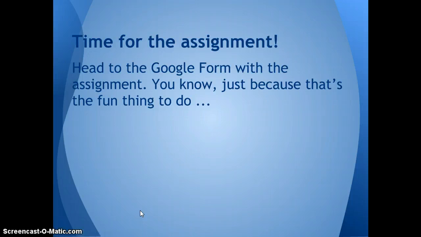And that's it. Time for the assignment. So the Google form is available to you, so just make sure you click on it and answer all the questions to the best of your ability. Use your study guide if you want to. You know, just because that's the fun thing to do, right?